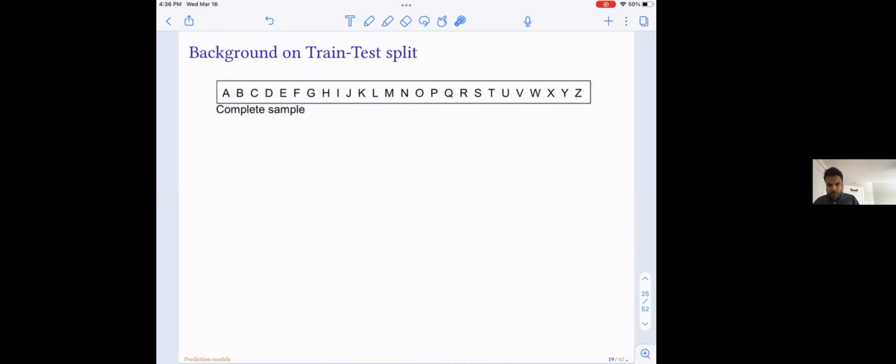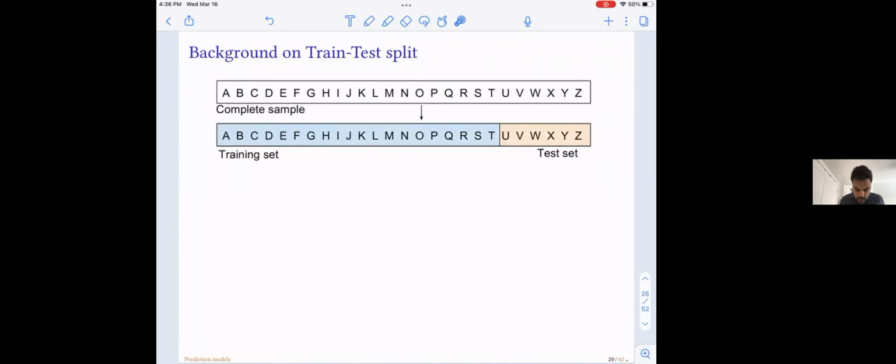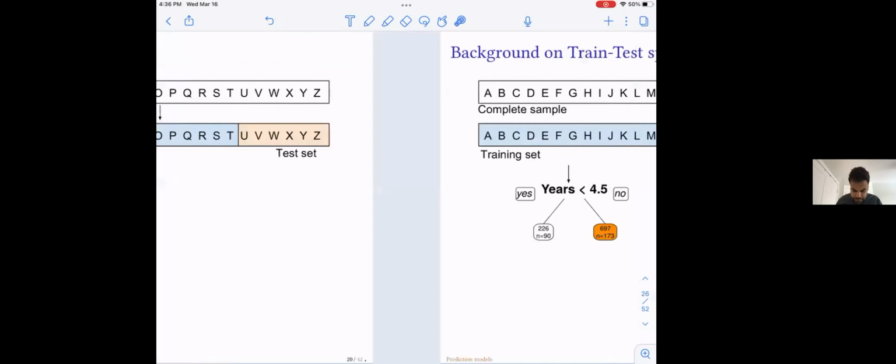Just to give you maybe a clearer picture of what's actually happening, for those who might not be familiar with this procedure, this is a complete sample of 26 patients, which I've labeled from A to Z. What you would do is split your data. In this example, I didn't do it randomly, but you could do it randomly. So I've just stopped after 20 letters.